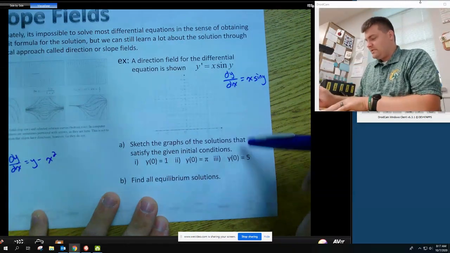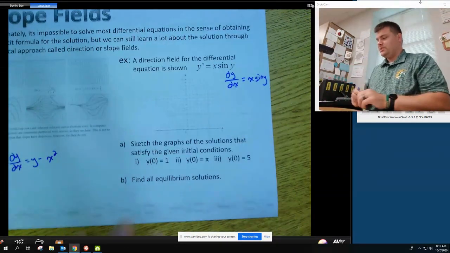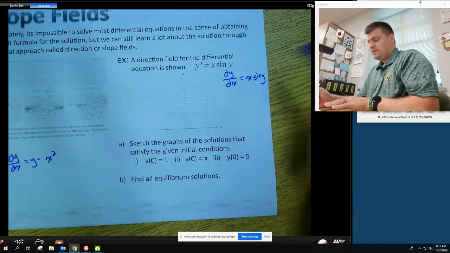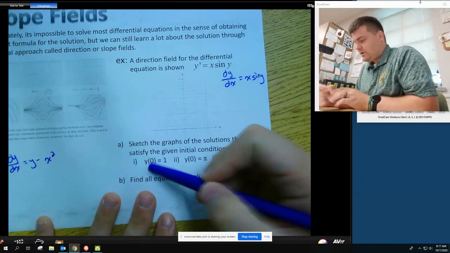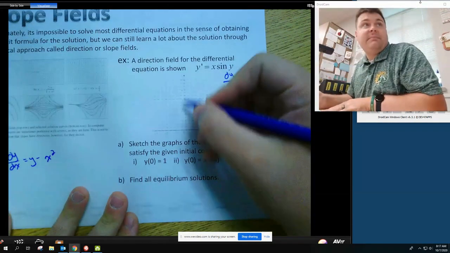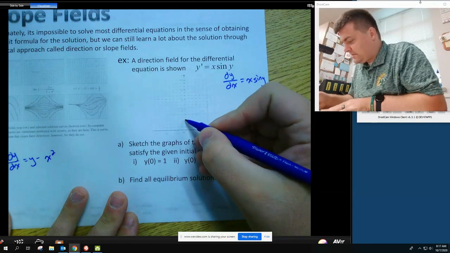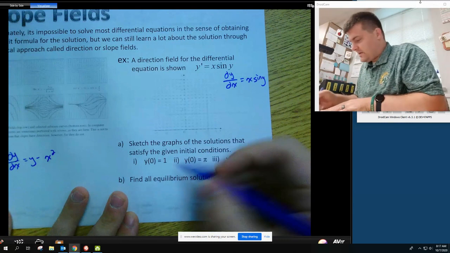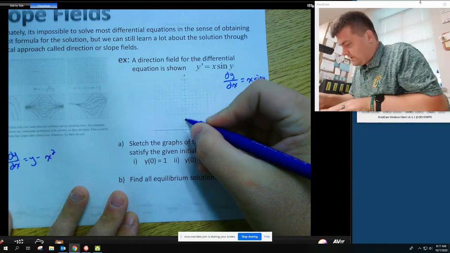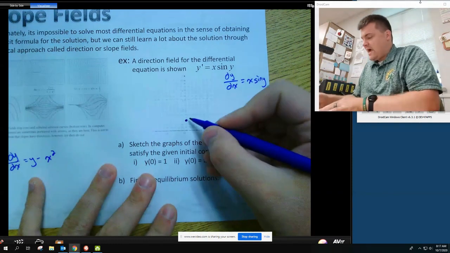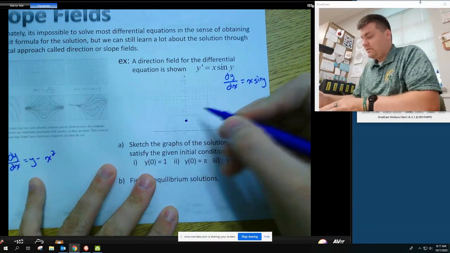Sketch the graphs of the solutions that satisfy the initial condition. Like I said, you're going to have different curves based on whatever the initial condition is. Let's start with (0, 1). It's kind of hard to see on my paper, but you have tick marks right here: this is 1, this is 2, 3, 4, 5. So at (0, 1), I'm right here. All I'm going to do is follow the path right and left of my slope field.